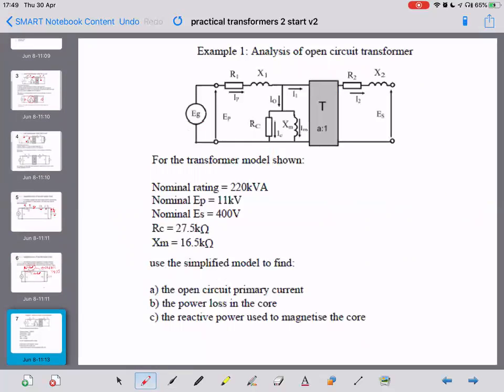Okay, we've got a problem. First example of the evening. So I'll get you to have a go at this, and then we'll work through it together afterwards. So, analysis of open circuit transformer.